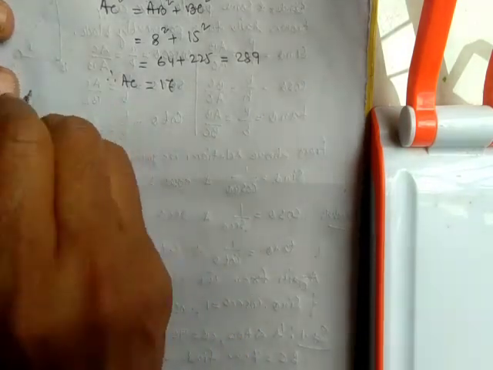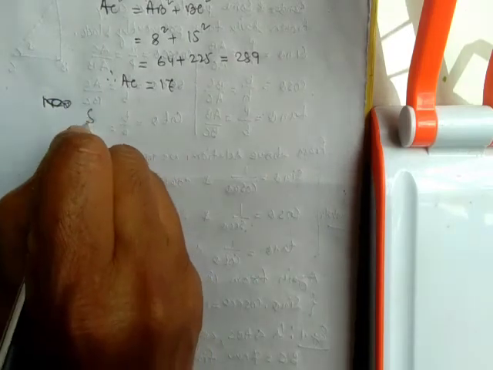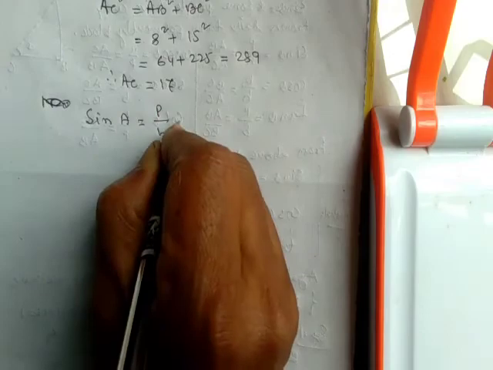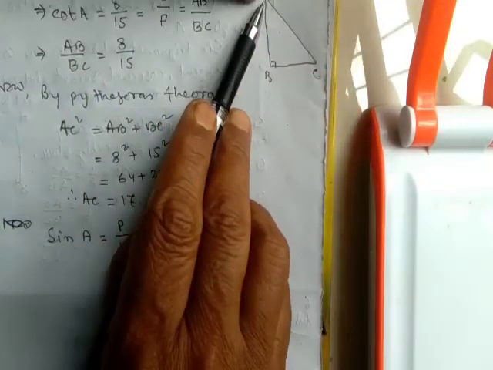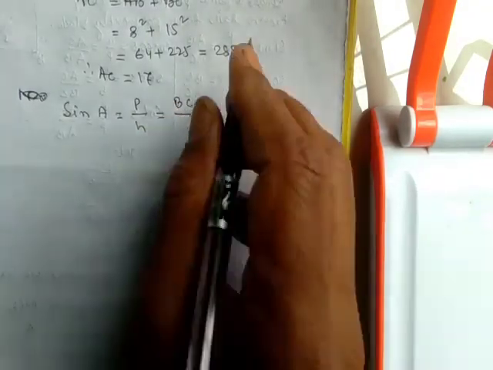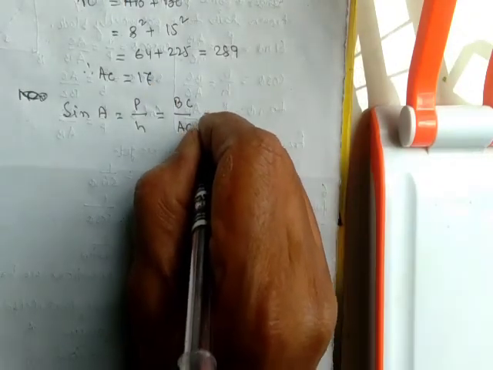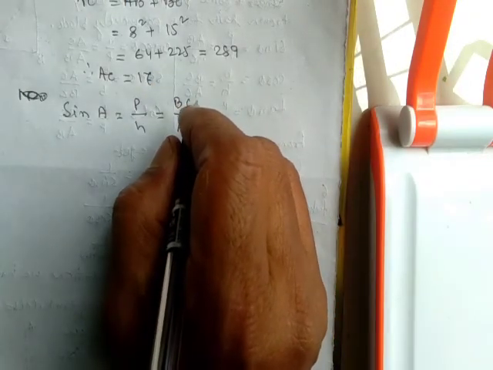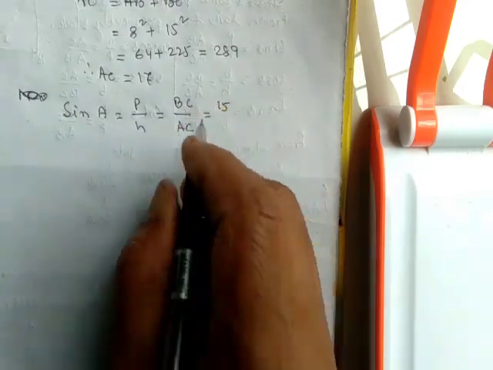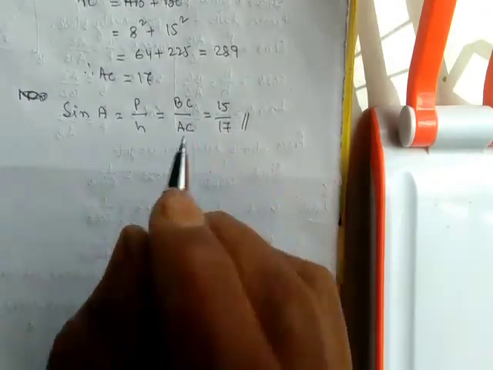Now sin A. We are asked to find the value. Sin A is equal to the perpendicular by hypotenuse. In this triangle, the side opposite to angle A is the perpendicular, BC, and the hypotenuse is always AC. BC is equal to 15 and AC is equal to 17. This is your solution.